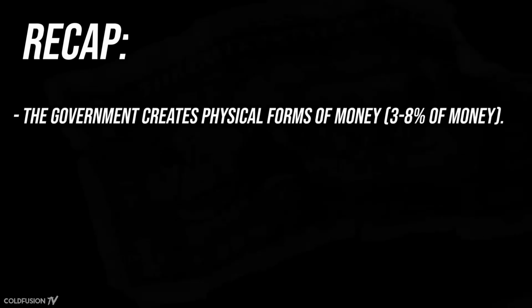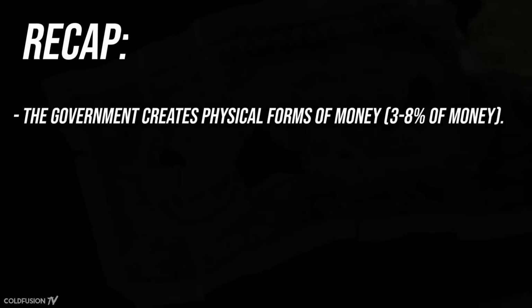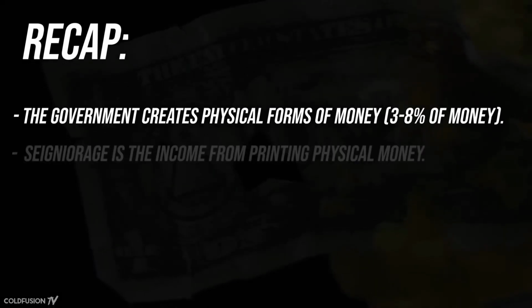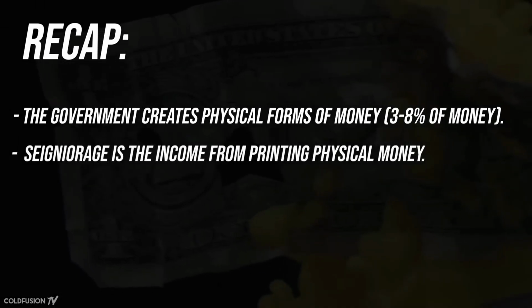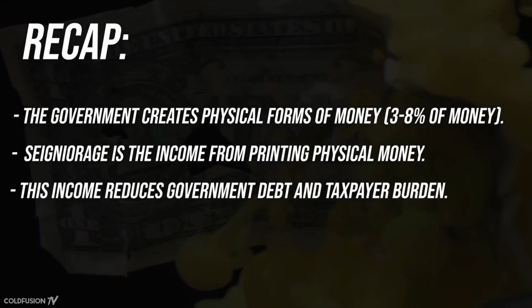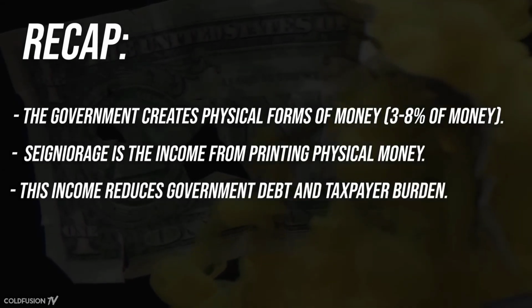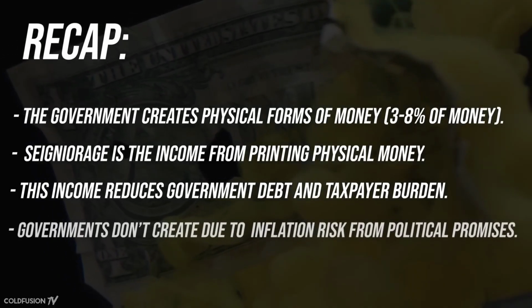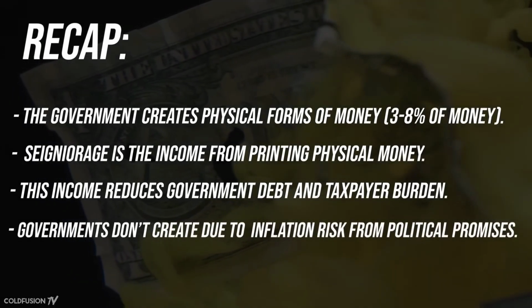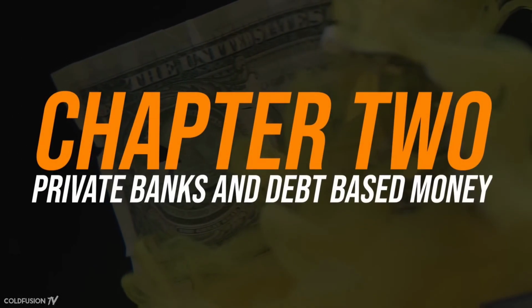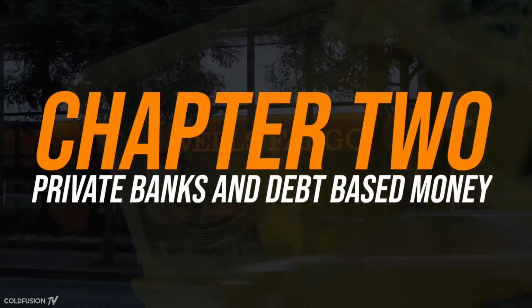So to recap, the government creates physical forms of money, like notes and coins. Only about 3 to 8% of money is made this way. Seigniorage is the income from that physical money. This income is both a benefit to the government and the taxpayer. It reduces debt for the government and reduces the burden on the individual taxpayer. The reason governments don't create more of this money is because of the inflation risk from politicians' decisions. Let's move on to number 2, private banks and debt-based money.